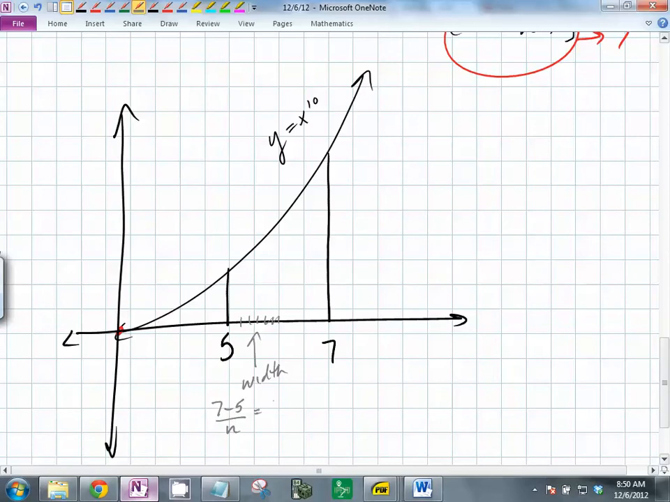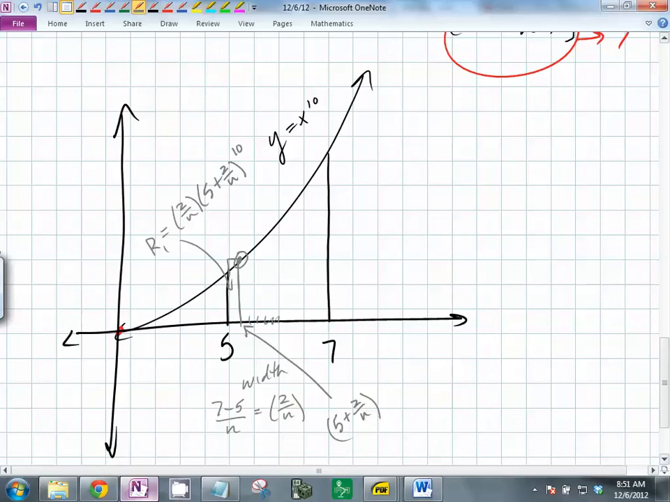So this right here represents the width of each piece. So in this case, see this rectangle right here? That first rectangle, we'll call that one R1. What's the width of that rectangle? 2 over n. And what's the height of that rectangle going to be if it's the right endpoint? We did this yesterday. What is the x value right there? 5 plus what? You've moved over once, right? So it's 5 plus 2 over n. So what's the height going to be? 5 plus 2 over n to the 10th.